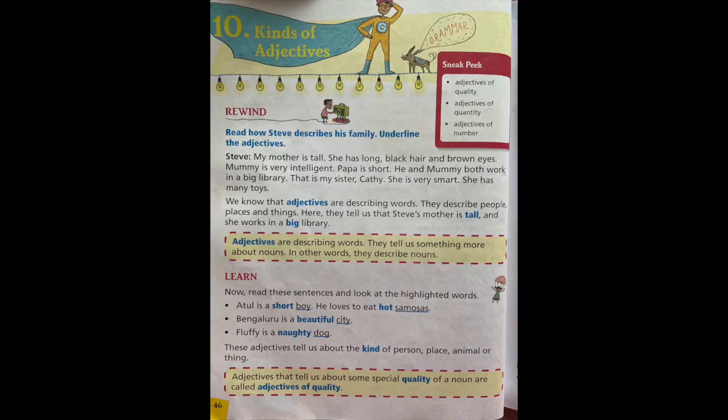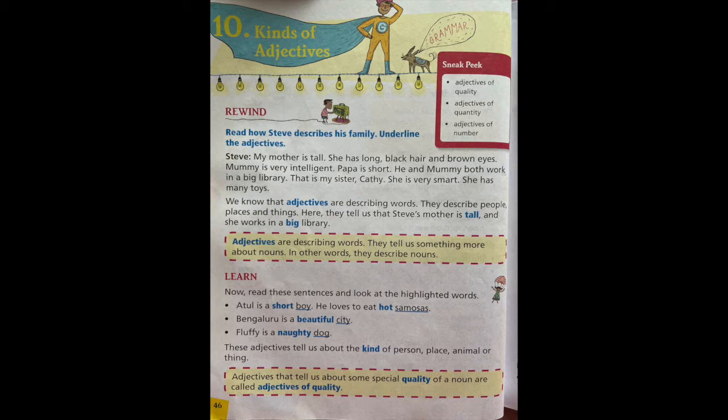Firstly, let's read this question written in blue color. Read how Steve describes his family. Underline the adjectives. So we have to underline how Steve describes his family. Alright? Let's start. Steve: My mother is tall. She has long black hair and brown eyes.